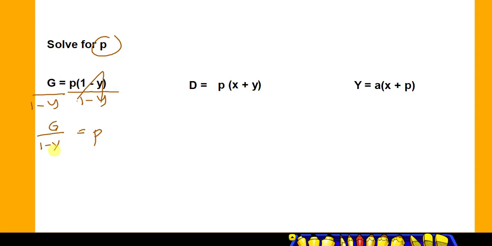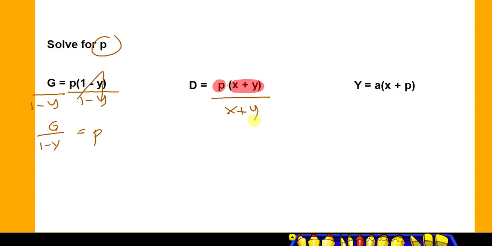For the second one, it's very similar. In this case, I have p times x plus y. I need my p, and the p is on the right side of the equation. So what you need to do is try to figure out what is the operation between the variable that I want and the rest of the expression. So that's p times x plus y. Again, I don't need my x plus y. We need to get rid of this.